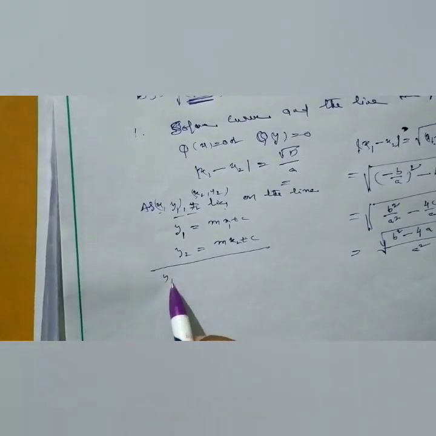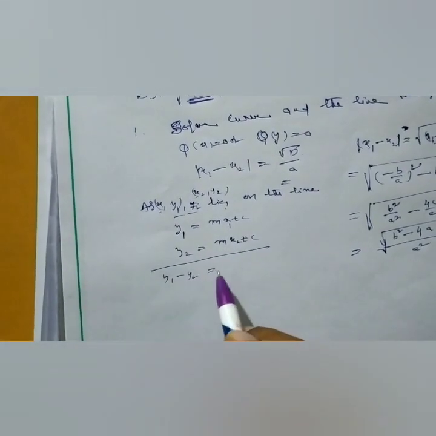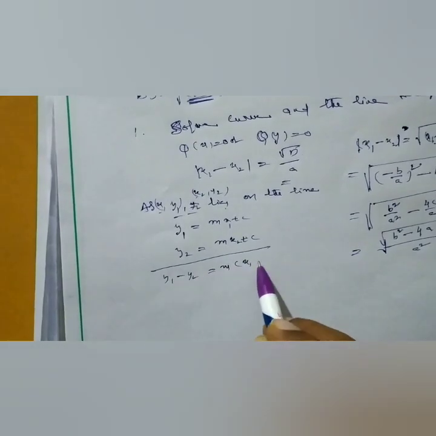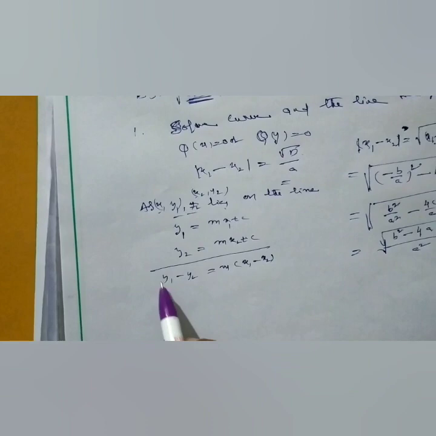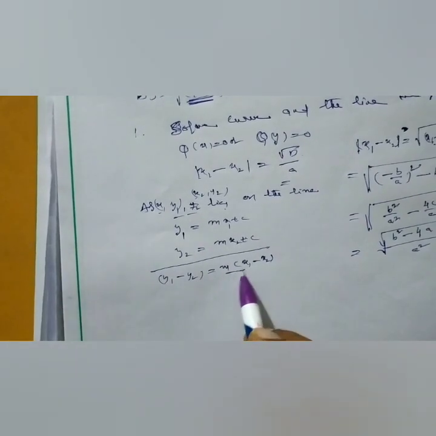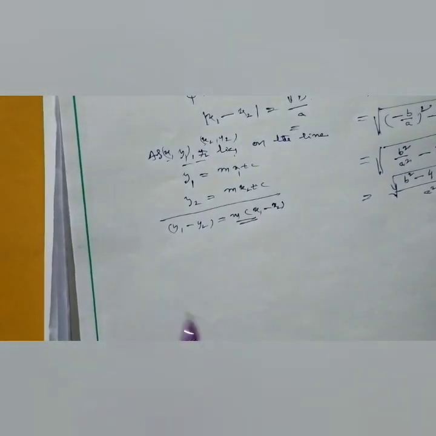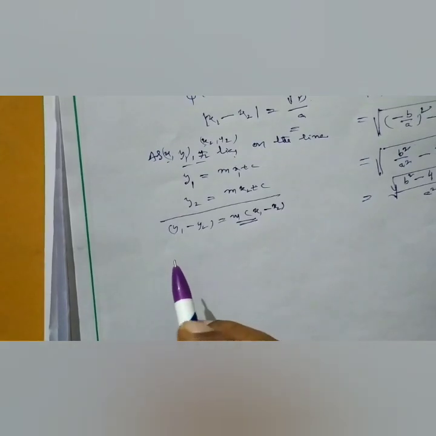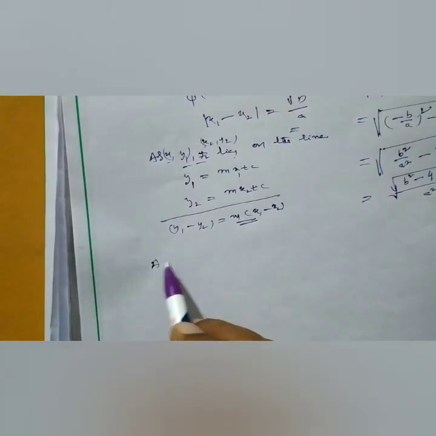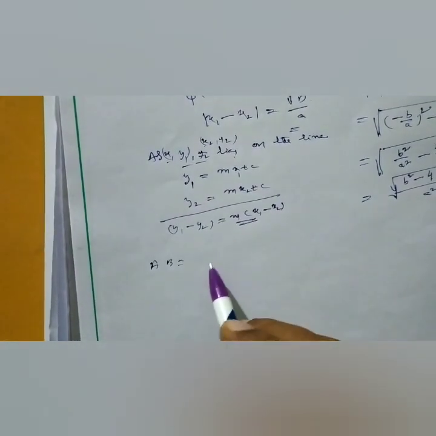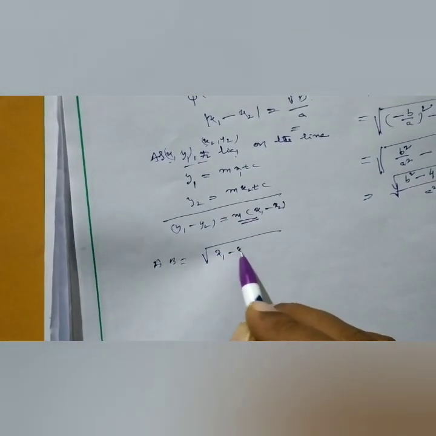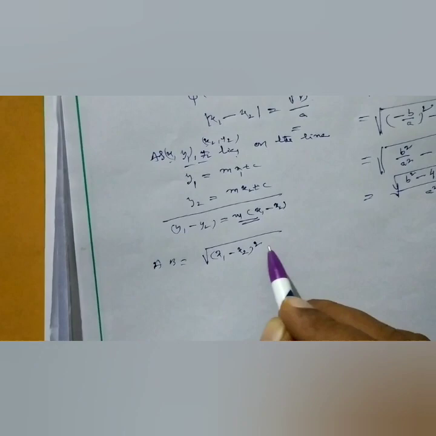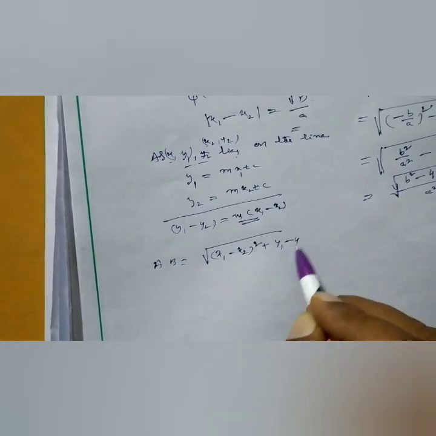By subtracting, what do we get? y1 minus y2 is equal to m of x1 minus x2, the c cancels. That is, y1 minus y2 can be written in terms of x1 minus x2. Which means the distance formula AB is equal to square root of x1 minus x2 whole square plus y1 minus y2 whole square.